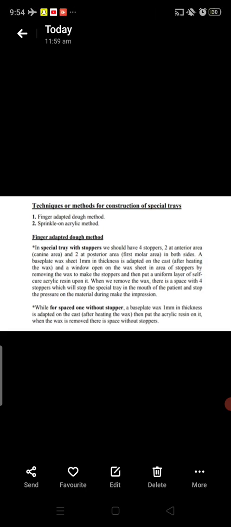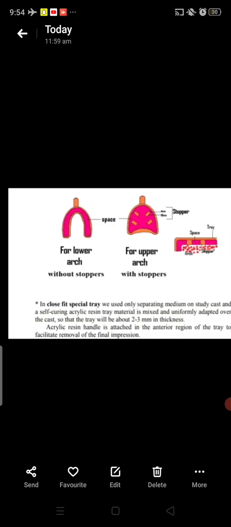While for space without stopper, a base plate wax 1 mm thickness is adapted on the cast. After heating the wax, then put the acrylic resin on it. When the wax is removed, there is a space without stopper. Look at this.